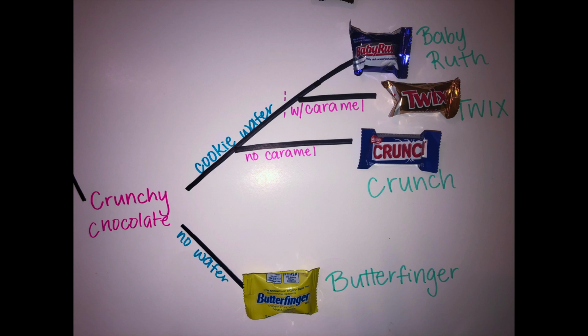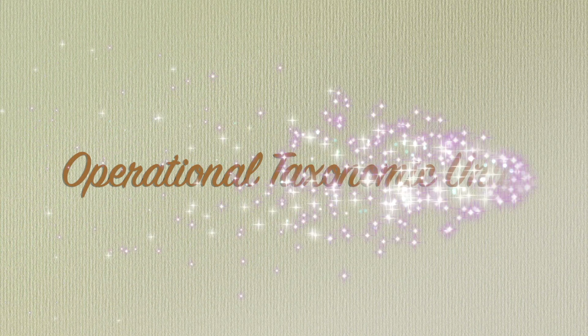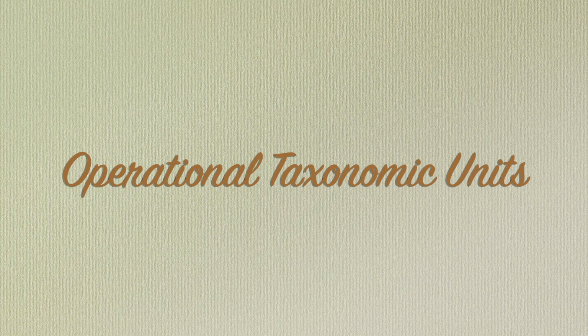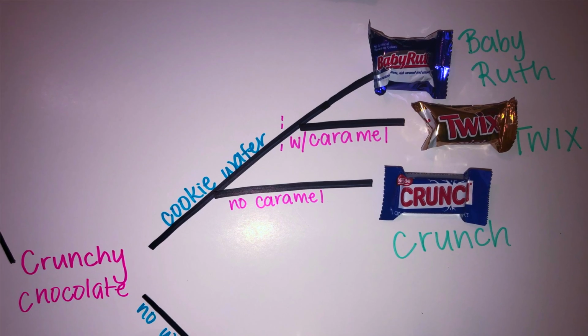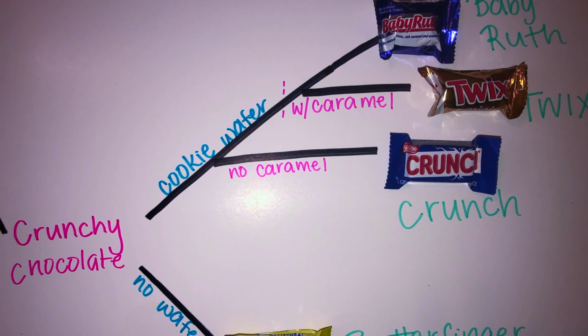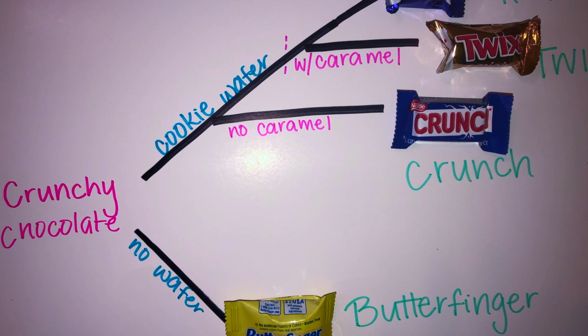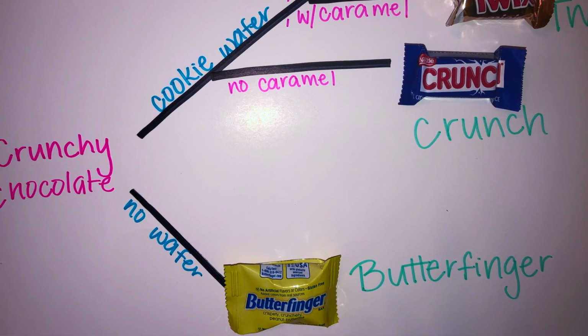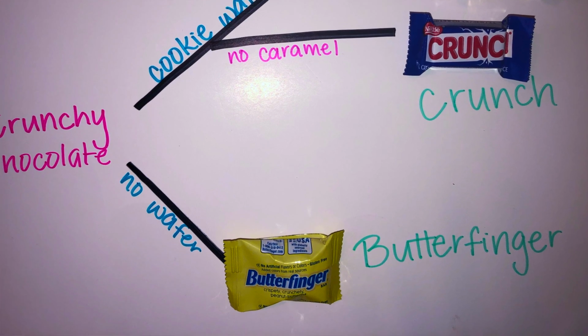We are going to examine the internal nodes of the crunchy chocolate. As evolution persisted, the crunchy chocolate soon branched off into smaller clades. I decided to branch the crunchy chocolate off in such a way that easily demonstrated the different OTUs. OTUs represent the operational taxonomic units. These units are the different genes and alleles found in a species. The first set of OTUs that can be seen in the crunchy chocolate is the presence of a wafer cookie. Here we can see that Butterfinger lacks a wafer cookie and was the first species to branch off.